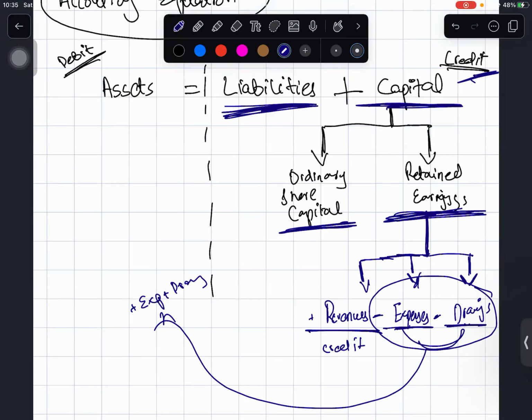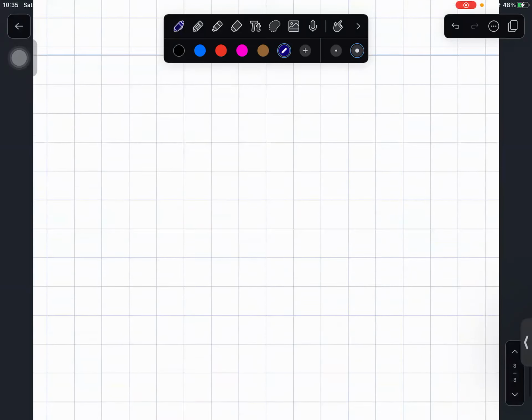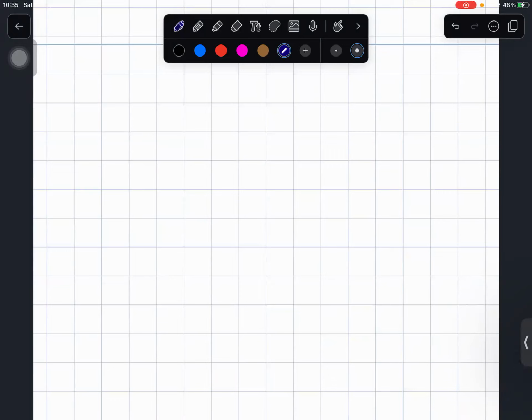Does this make sense? Yes, sir. Okay, perfect. It's very important for you to think like an accountant, and to do that, it's very important that you understand the logic behind whatever it is that you're doing. All right. So now we'll get into a few examples. One last thing before we get into the example. I think we did discuss this in the last class as well.